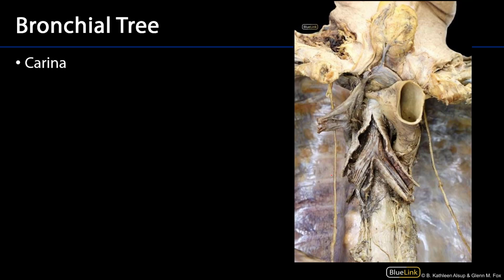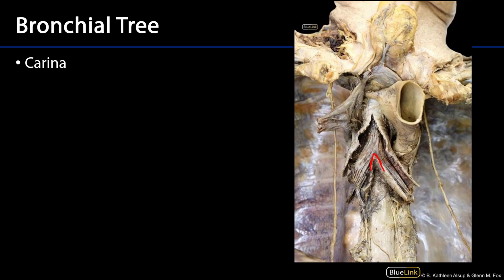When we look at the division of the trachea into the primary bronchi, we can see that there is a ridge separating the right from the left main stem bronchi. That ridge is called the carina. Carina means keel, as in the keel of a ship. And so this ridge is what's separating air as it flows into the main stem bronchi.